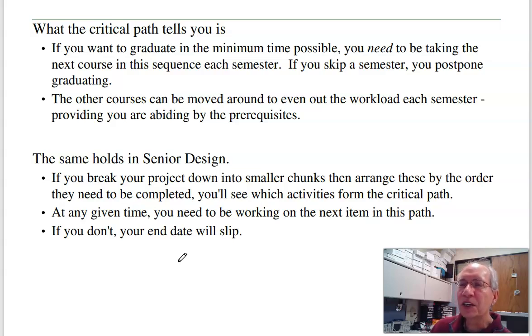That kind of holds in standard design as well. If you break down your project into smaller chunks and arrange those by order that need to be completed, you can see which activities are in the critical path. At any given time, you need to be working on those activities because those are the ones that are critical. Those are the ones that determine your end date. If you postpone one of them, your end date slips.